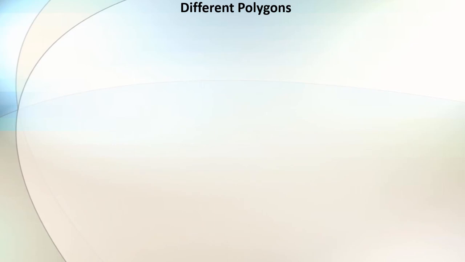Okay, still with the different polygons. This time, let's have the quadrilaterals. Ano ba yung quadrilaterals? Quad means four. Lateral is side. Ibig sabihin, four sides. Okay? So, ang tawag sa polygons na may four sides ay quadrilateral. Siguro mag-isip, bakit sabi mo quadrilateral, ma'am?